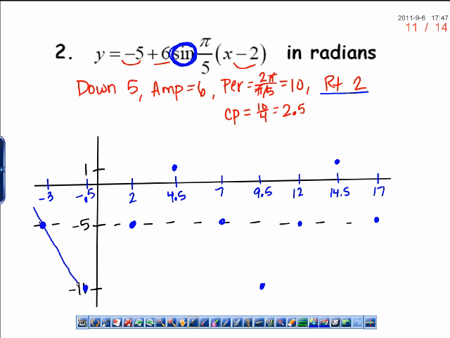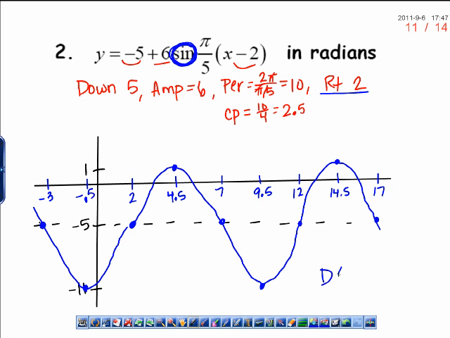And again, you need to make your graph as neat as possible. Connect the dots. Domain, all real numbers. Range, -11 to 1.